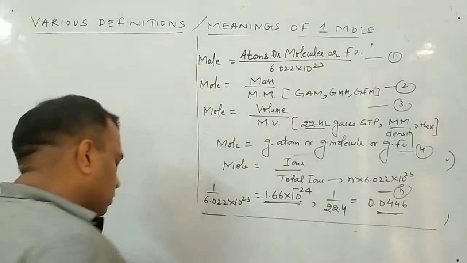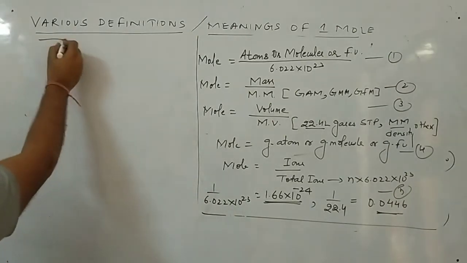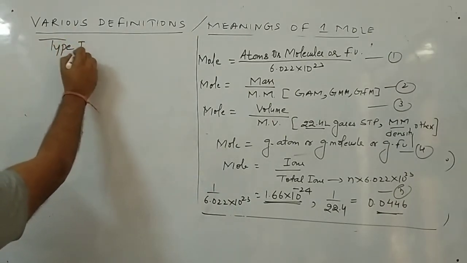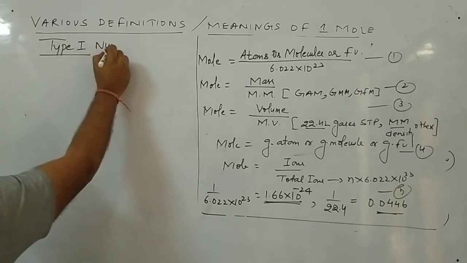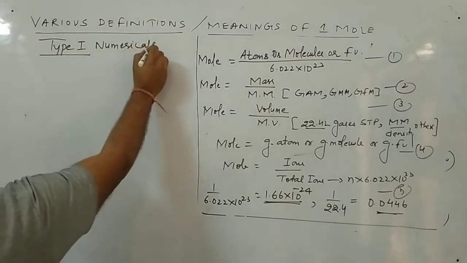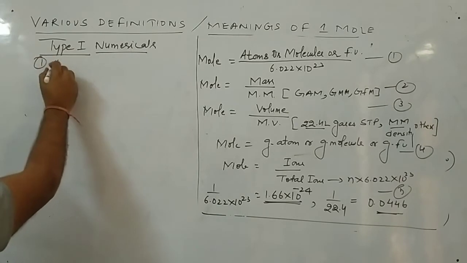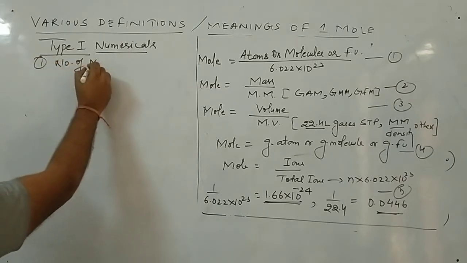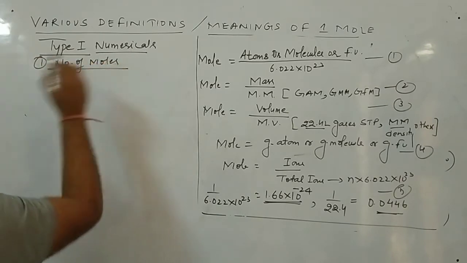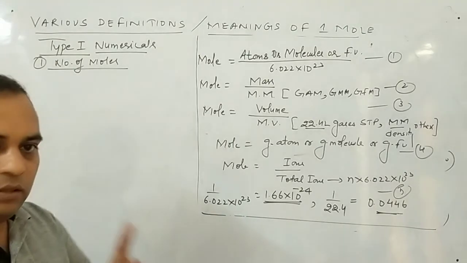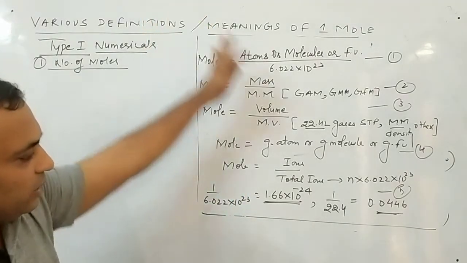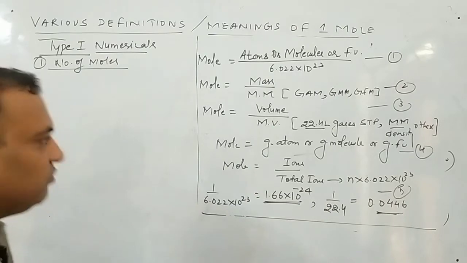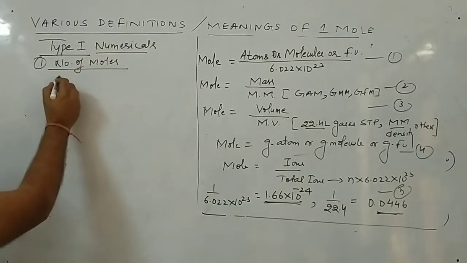Okay. So today we will do the type 1 numericals on mole concept. In type 1 numericals we will calculate the number of moles. What we will calculate? Number of moles. Nothing else to do. By using these formulas we have to calculate the number of moles. So simply I write some parts.